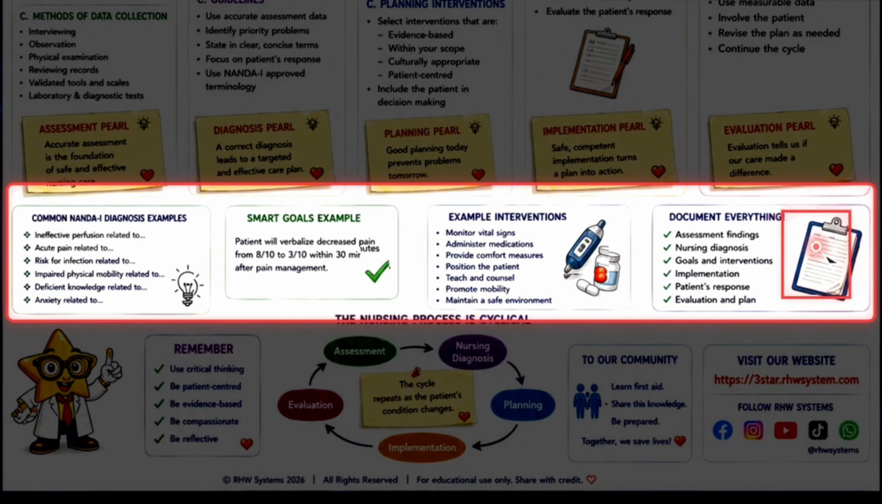Moving to nursing interventions, practical examples include continuous vital signs monitoring, administering prescribed analgesics, providing physical comfort measures, positioning the patient for optimal comfort and chest expansion, delivering patient education, promoting safe mobility, and maintaining an injury-free environment.